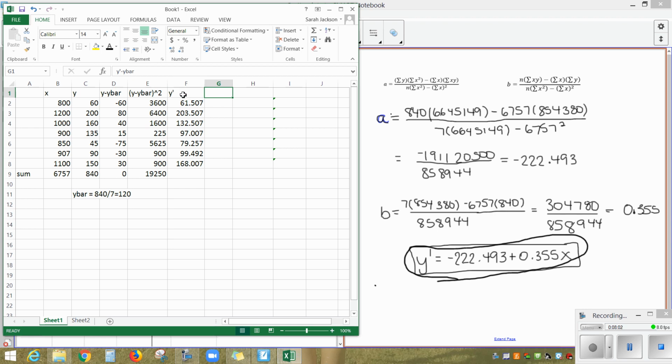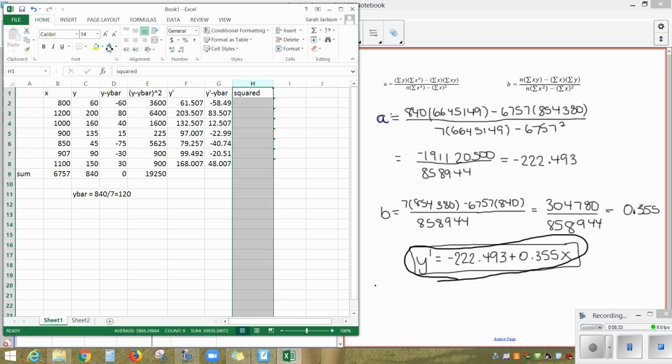Something else we need is y prime minus y bar. So we'll take our 61.5 minus 120, and do that on down the line. You can either recreate this on your own or you can pause the video and write these down as we go, but I'm not going to hesitate very long on these. But once we have those differences, we need to square them. I just wrote squared instead of all that junk squared. So here are the squared values from column G.